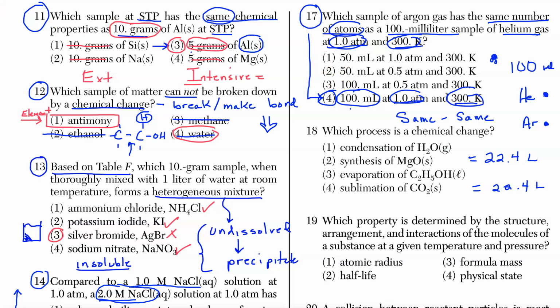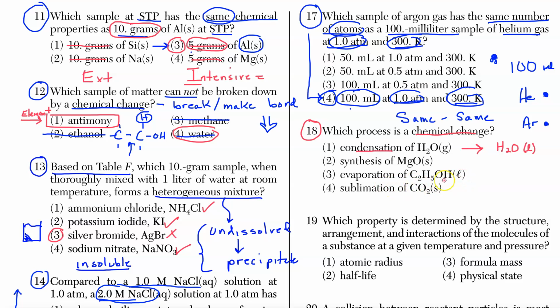On to number 18. Which process is a chemical change? A chemical change is when we make a brand new compound or substance. We're going to break bonds and reform new ones. So we're looking for a chemical change. What's not a chemical change is a phase change. So if you notice, condensation just means that a gas of H2O is going to become H2O liquid. Notice the chemical formula will not change in condensation.